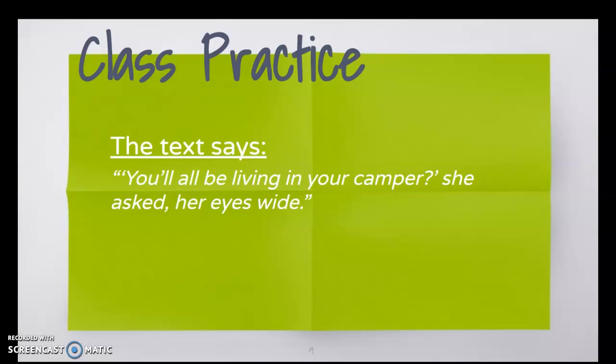Okay, let's try another one. The text says, "You'll be living in your camper?" she asked, her eyes wide. Knowing right away when I read "her eyes wide," I can picture what people's facial expressions look like in my head, like, oh my gosh, and I think shock. I think of that because of what I'm reading in the text and what I know to be true when I think of someone's eyes wide in real life: they may be kind of disapproving, shocked, surprised, and they're asking a question. It's almost like a clarifying question. It sounds like they know, but they're clarifying, like, okay, is that really what you're going to do?